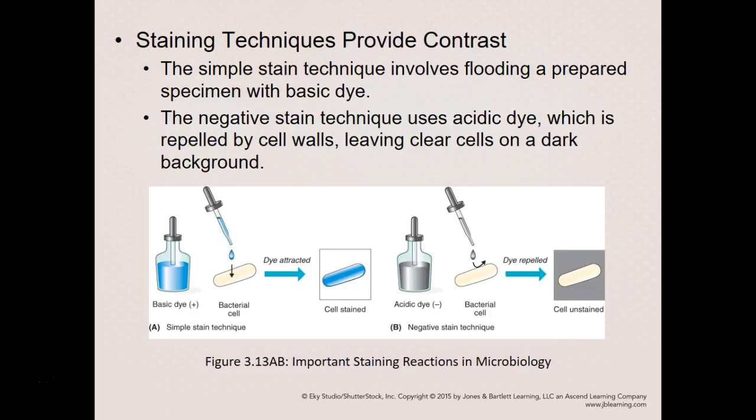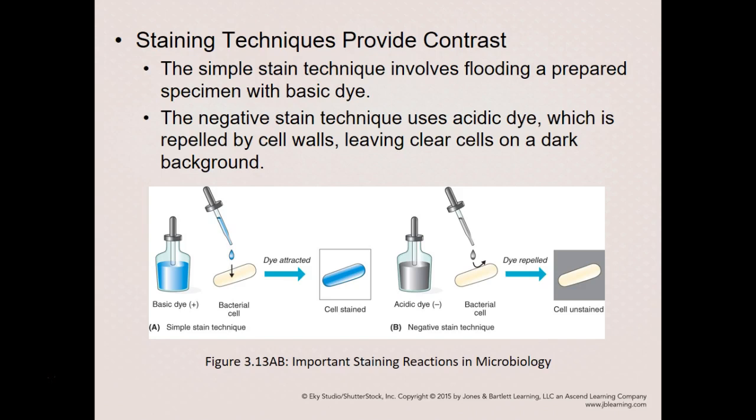So microbes are basically colorless unless we stain them. So a stain provides color or contrast to the microbe. So we color the microbe, and then we can see the difference between the microbe and the slide itself. There are different types of stains depending on the type of microbe that we're working with.